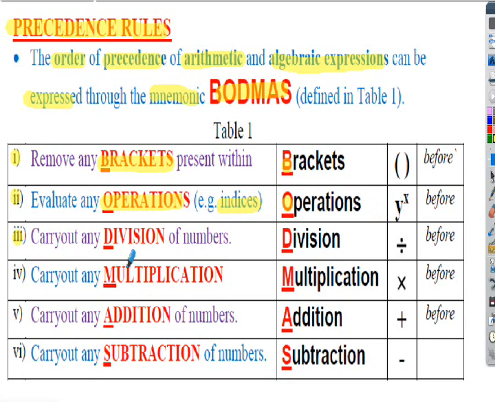The third precedent is to undertake any division of numbers that are present within your calculation. So third precedent is division. The fourth precedent requires us to undertake any multiplication that might be present within our calculation, so the M is for multiplication. The fifth precedent is the addition of any numbers within our calculation, so the A is for addition. And finally, the sixth precedent is to undertake any subtraction that might be within our calculation, so the S is for subtraction.